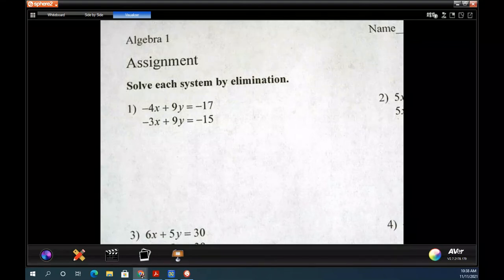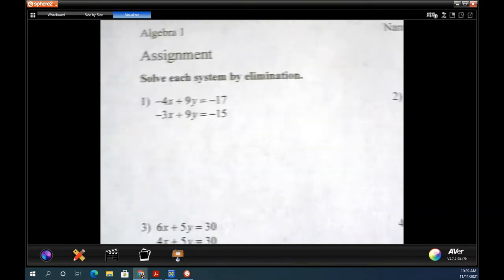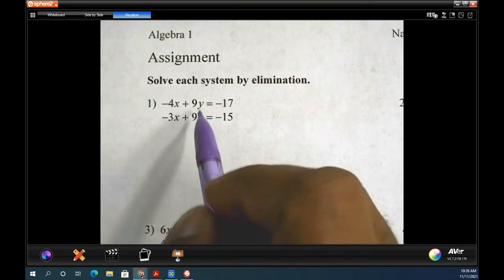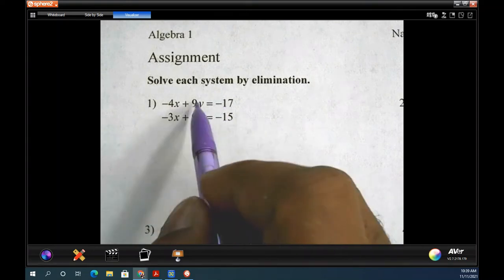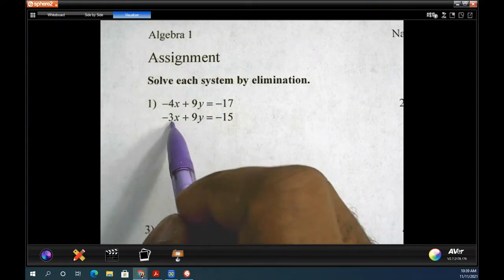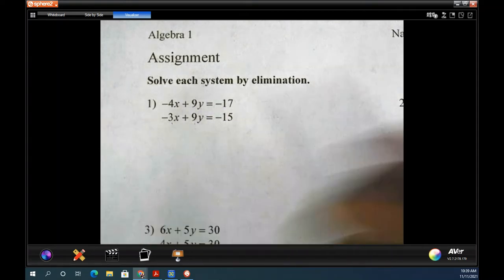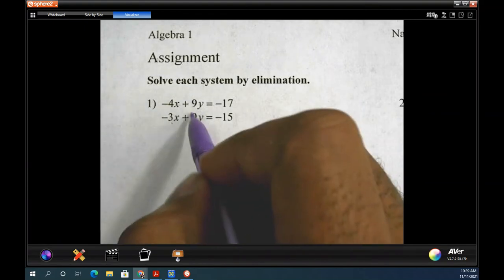Solve each system by elimination. Remember the other day we eliminated a variable. But look at this. You can't eliminate anything. That would be negative 7x. That would just be 18y. But they are the same.